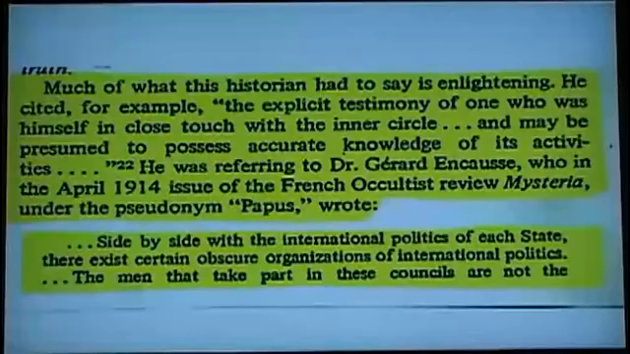with international politics of each state, there exist certain obscure organizations of international politics. These men that take part in these councils are not the professional politicians or the brilliantly dressed ambassadors, but certain unpretentious, unknown men, high financiers, who are superior to the vain, ephemeral politicians who imagine that they govern the world."